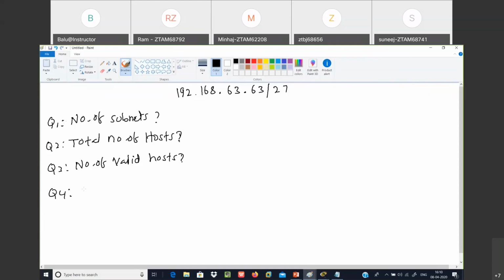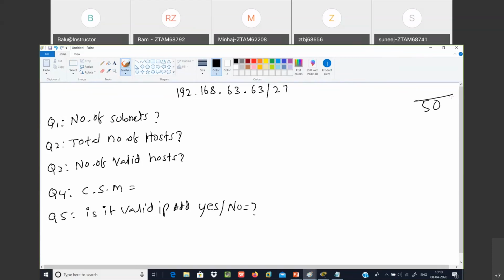Question number 4. What will be the customized subnet mask? Question number 5. Is it a valid IP address? Yes or no? 5 questions. 50 marks. Try to do it fast now. Let me see how much score you can secure.